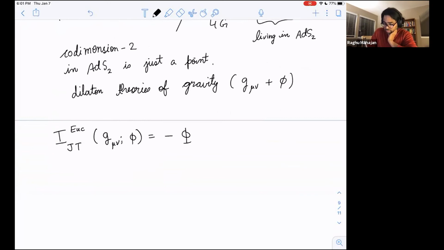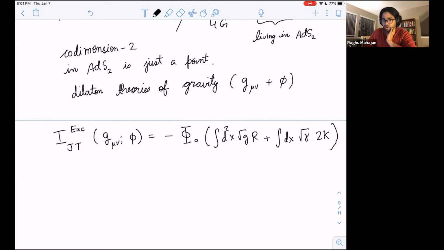There is a constant phi naught times the integral of d2x root g R, plus the integral of dx root gamma times 2K. G is the metric, and I'm just using gamma for the metric induced on the boundary. Notice that in 2D, Einstein's equations are an identity. They're just true for any manifold. And this thing is the Euler character of the surface on which you're trying to define your theory. So this is some boring term.